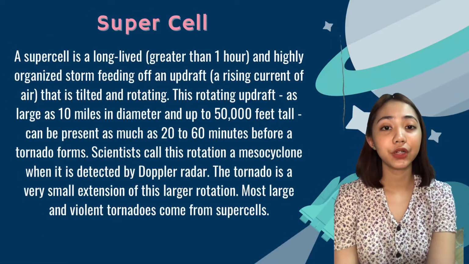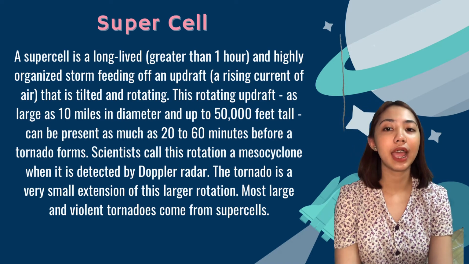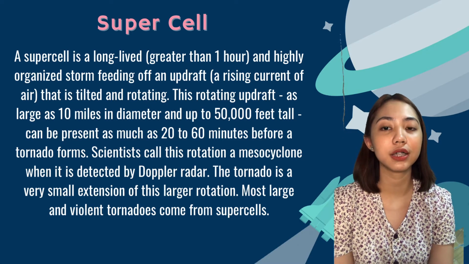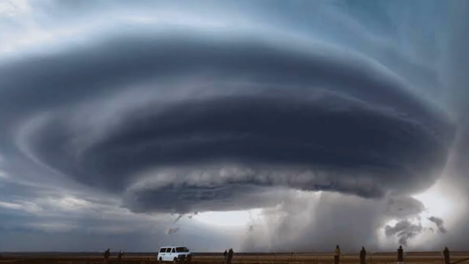The last type of thunderstorm is called the supercell. It is a long-lived, greater than 1 hour, and highly organized storm feeding off an updraft, or a rising current of air, that is tilted and rotating. This rotating updraft can be as large as 10 miles in diameter and up to 50,000 feet tall and can be present as much as 20 to 60 minutes before a tornado forms. Scientists call this rotation a mesocyclone when it is detected by Doppler radar. The tornado is a very small extension of this larger rotation, and most large and violent tornadoes come from supercells.